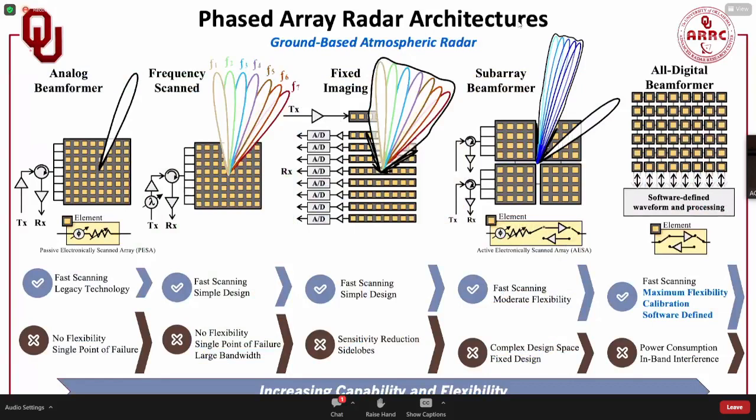So now let's dive a bit into why we are targeting an all digital architecture. Here are shown from left to right various architectures, with increasing capability and flexibility. What characterizes an all digital beamformer on the right is the fact that you can bring the digitization as close as possible to each radiating element. You can see my mouse, each radiating element here.